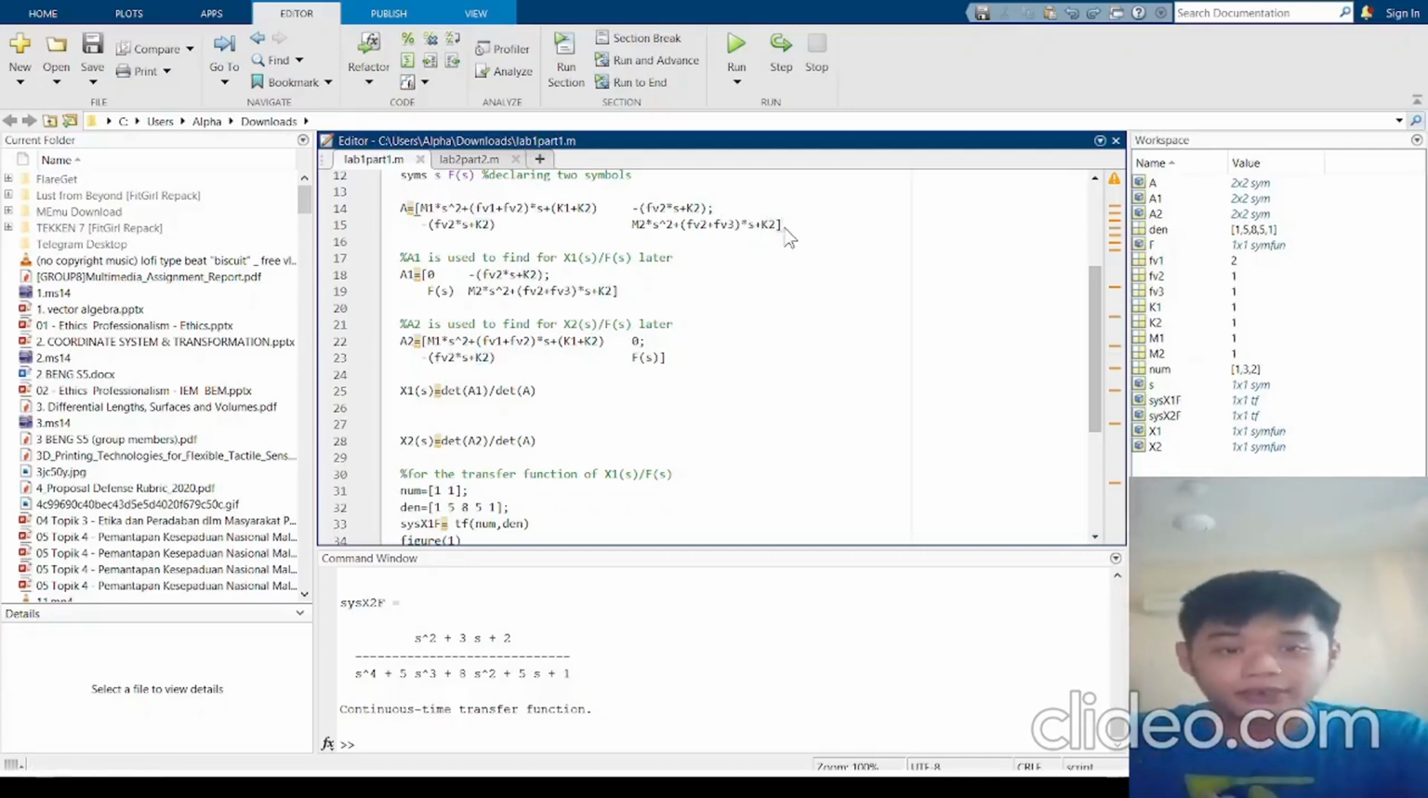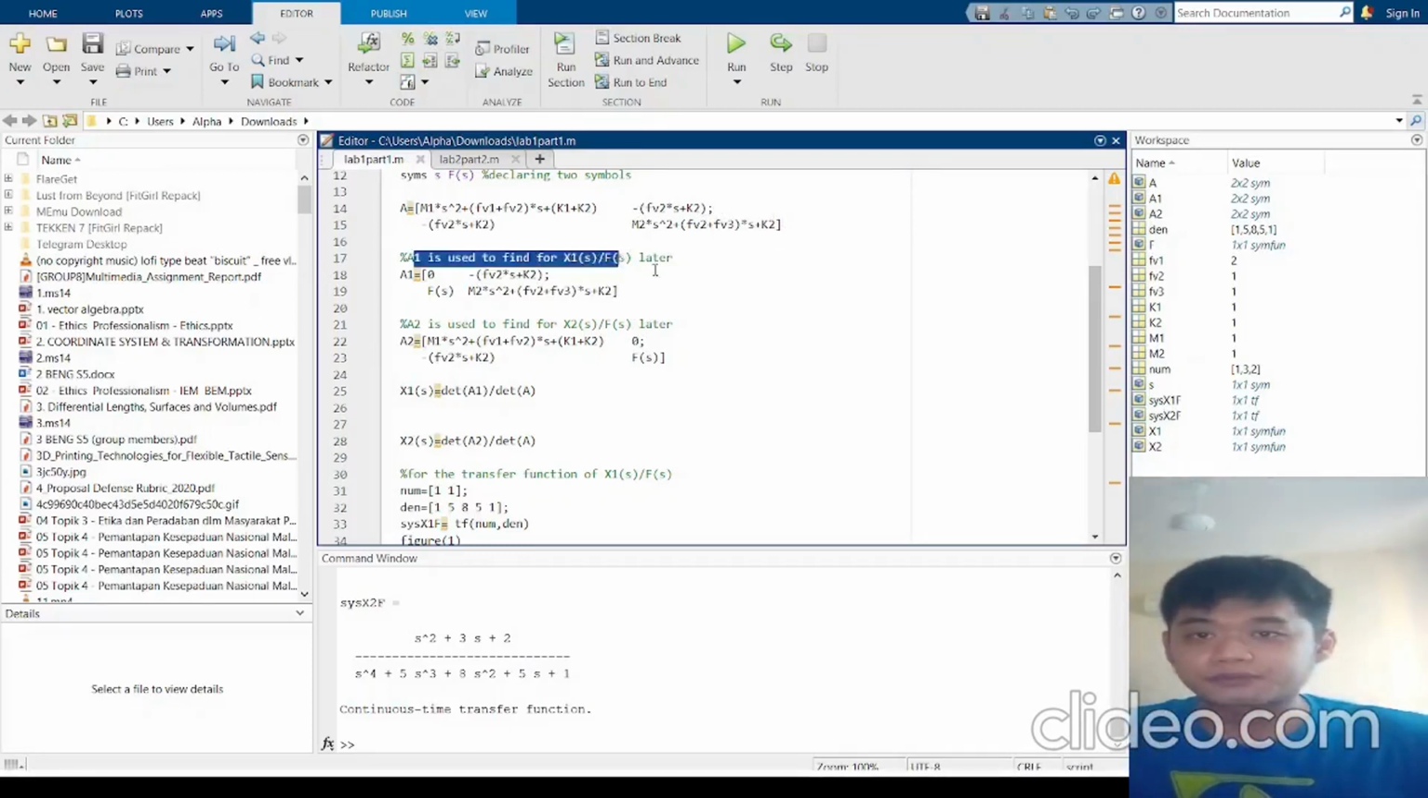Because in the calculation part, you can basically write down the matrix form in the 2 times 2 version. But in this coding part, we have to put the same column here in order to break it into the 2 times 2 column. So to find the value for x1, we simply have to use this one. Here we can see A1 is used to find x1 over Fs later.